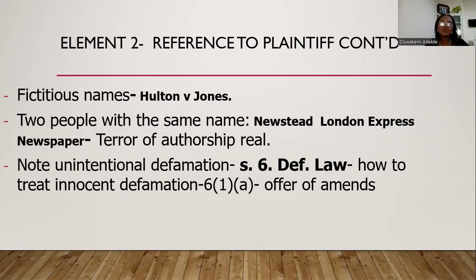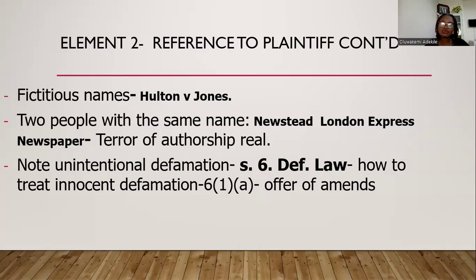Then you have a situation where two people have the same name. You write a story, like the case of Newstead against London Express newspaper, where the story by the newspaper was in relation to Mr. Newstead, who was real and the story was true. But unfortunately, there was another Harold Newstead, again, a 30-year-old man. Descriptions were almost the same. And people that knew the plaintiff Newstead thought the storyline was referring to him, and he sued.